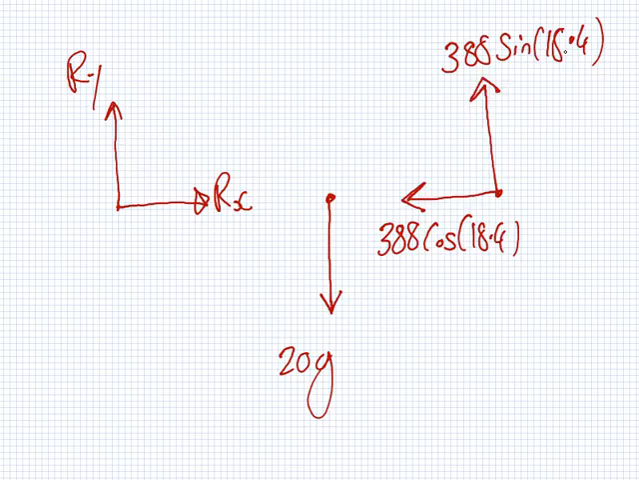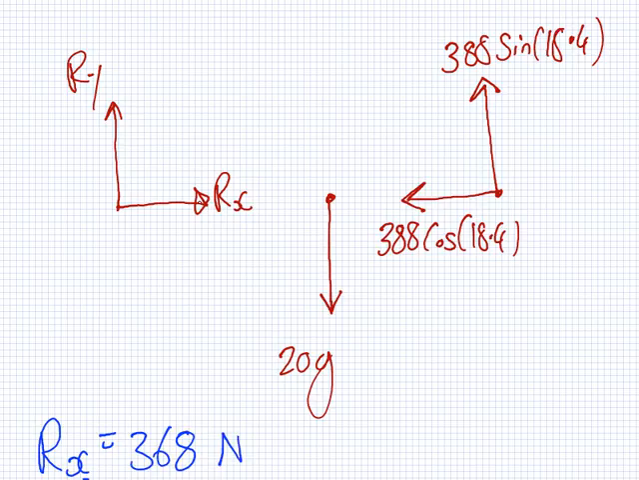Now, this isn't so difficult. What's the Rx? Everybody look up. What's the Rx? It's 388 cos 18.4, because they have to be equal. So we have Rx. What's that, please? Can you tell me? 388 cos 18.4 is 368.16. 368 newtons.